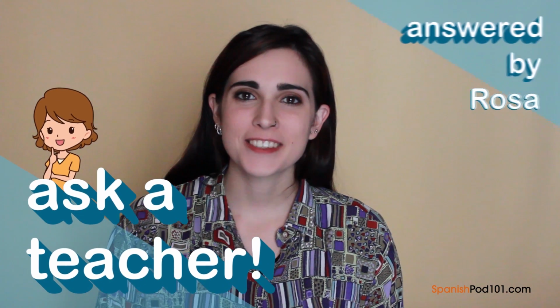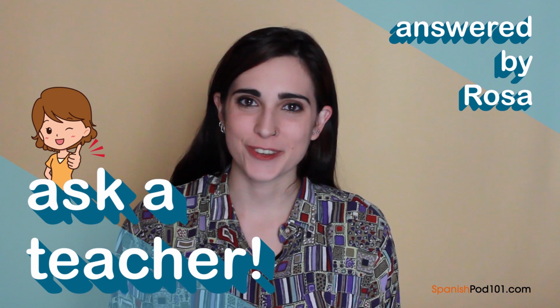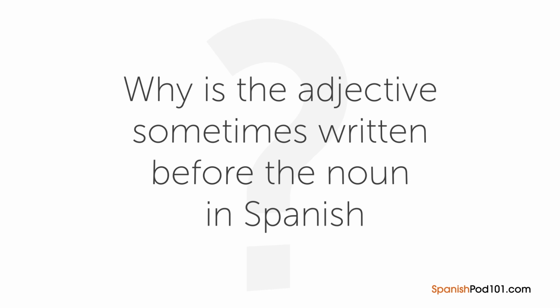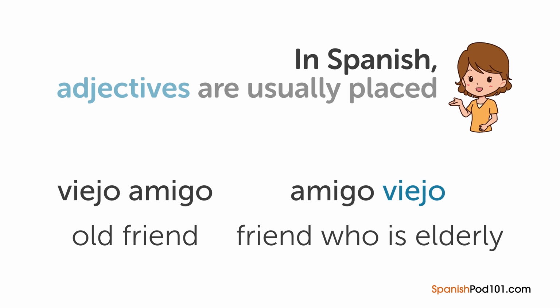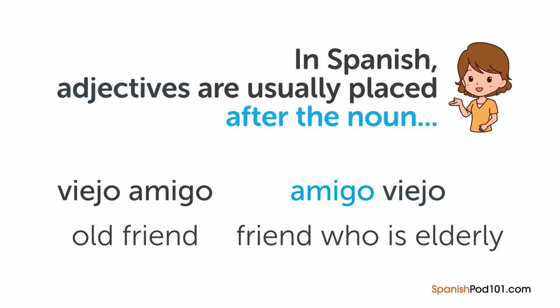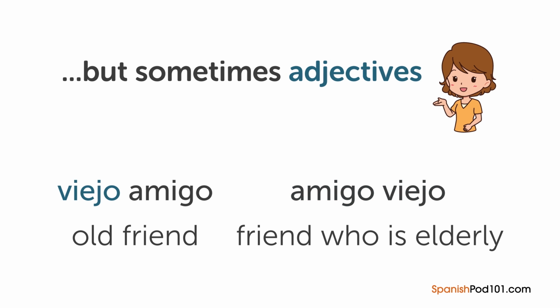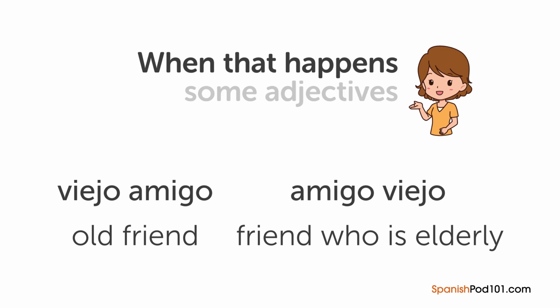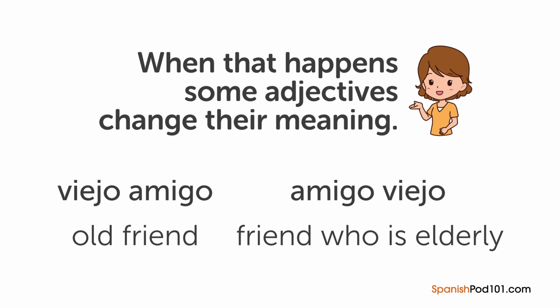Hi everybody, Rosa here. Welcome to As a Teacher, where I'll answer some of your most common Spanish questions. The question for this lesson is: why is the adjective sometimes written before the noun in Spanish? In Spanish, adjectives are usually placed after the noun, but sometimes adjectives precede the noun. When that happens, some adjectives change their meaning.